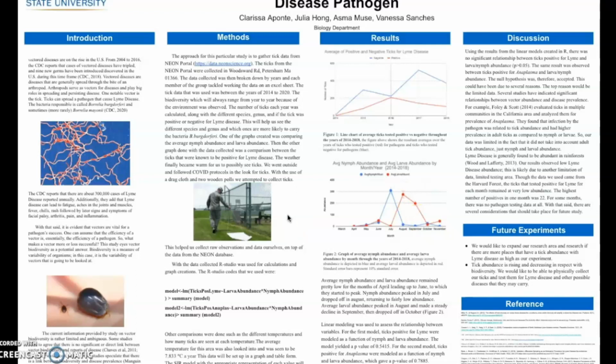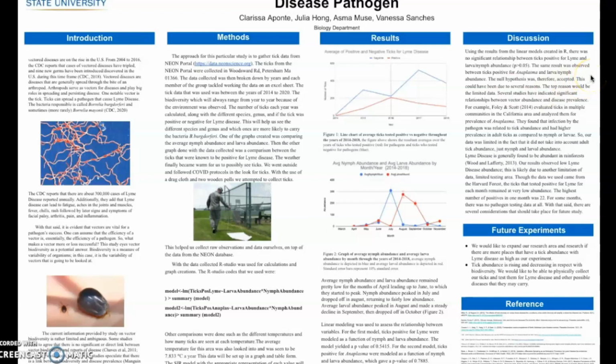As a result of our linear models, we found no significant statistical relationship. Our first linear model assessed ticks positive for Lyme as a function of nymph and larval abundance. This model yielded a p-value of 0.5415. For the second model, ticks positive for anaplasma were modeled as a function of nymph and larval abundance. This model gave a p-value of 0.7885. With that said, our null hypothesis was accepted. We expect that this was because of our limited data and testing capabilities.